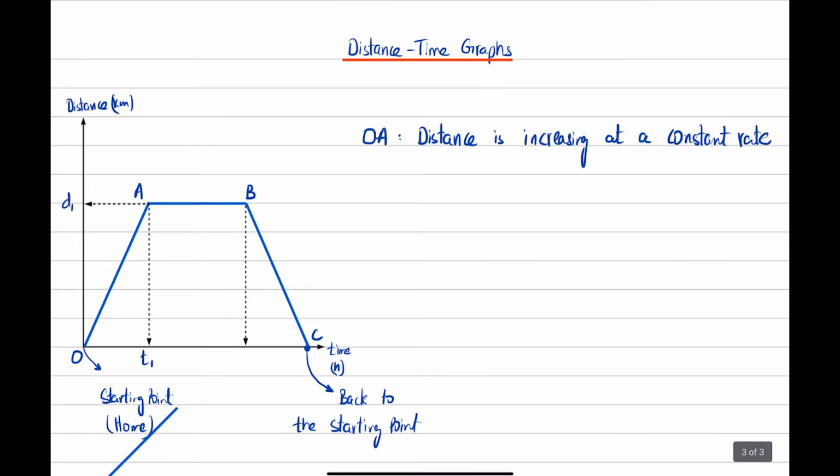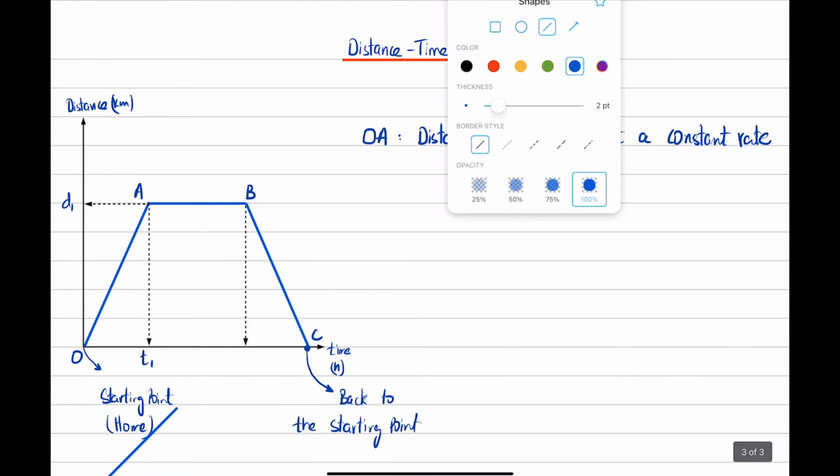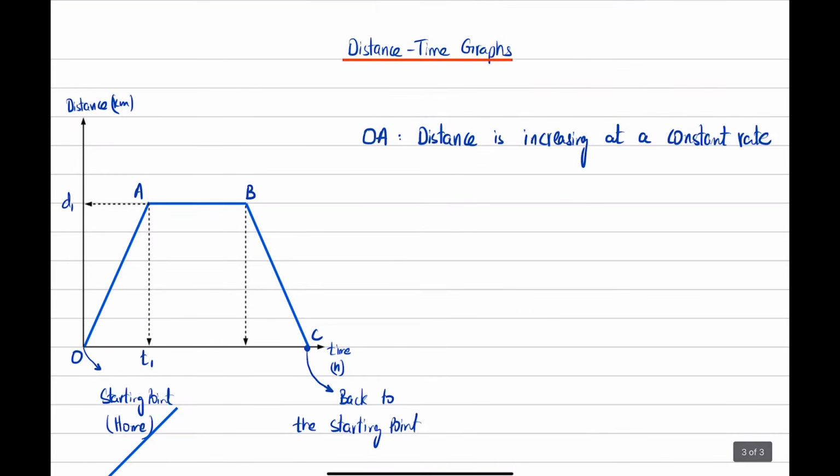Why is the distance increasing at a constant rate? Because it's a straight line. The steepness of the line is not changing. So this is a straight line from O to A, which means the rate of increase of distance is constant. And what is this constant rate actually? This constant rate basically means that the speed is constant.